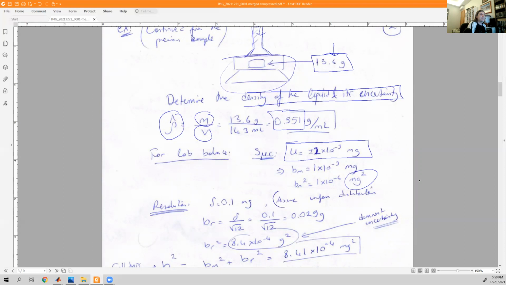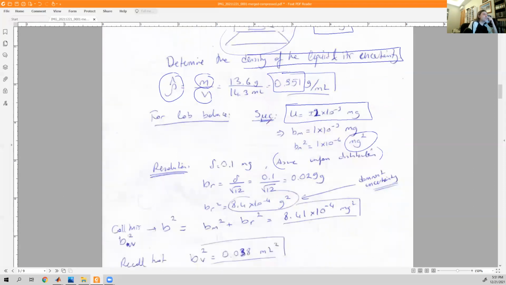Now, for this case, if you recall, I assume uniform distribution, because unlike a graduated cylinder, I do not see and predict where the level stands. So it's totally a blind guess. So I assume uniform distribution. Therefore, bias due to resolution is going to be resolution over square root of 12, which is going to be 0.29 grams. So the square of that value is going to be 8.4 times 10 to the power minus 4 grams square. Note that if you compare those two values, again, this is the dominant uncertainty.